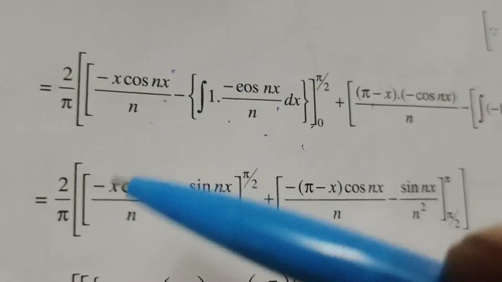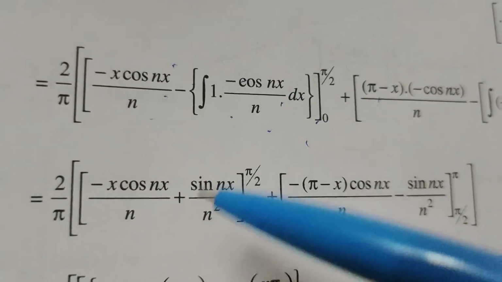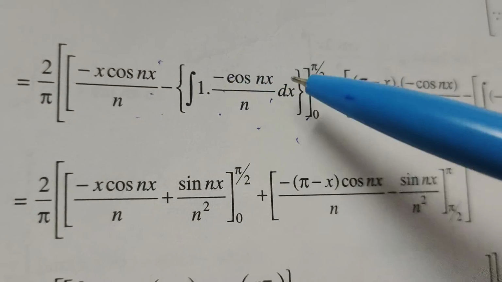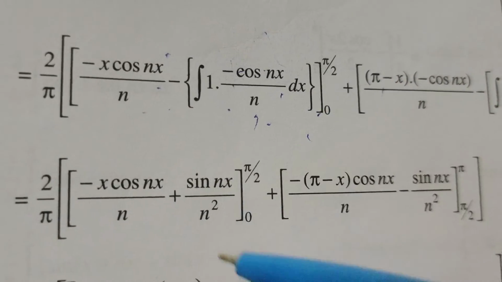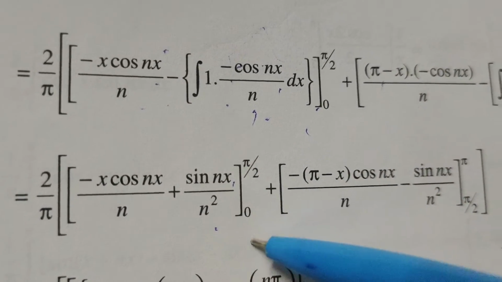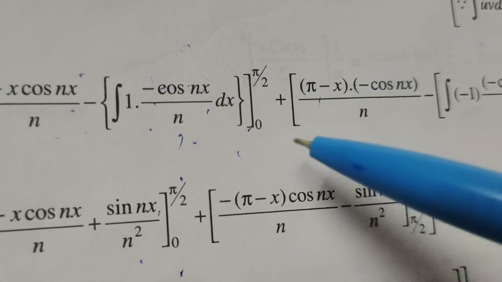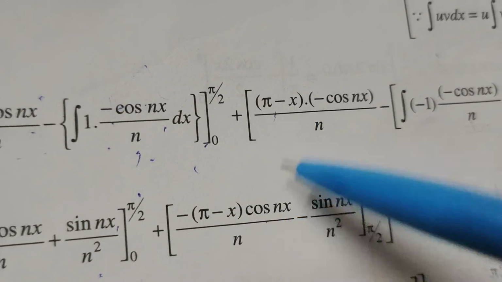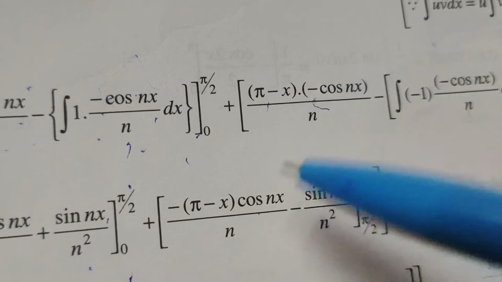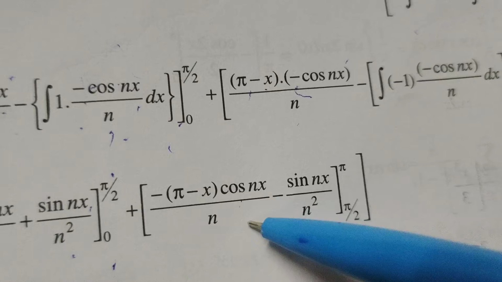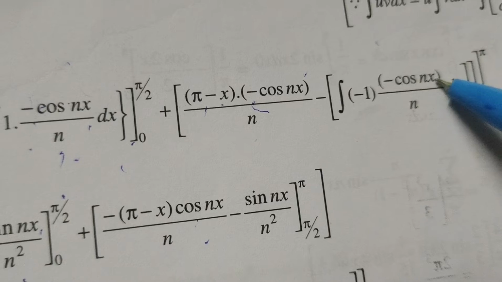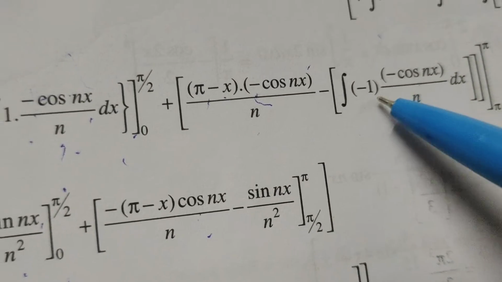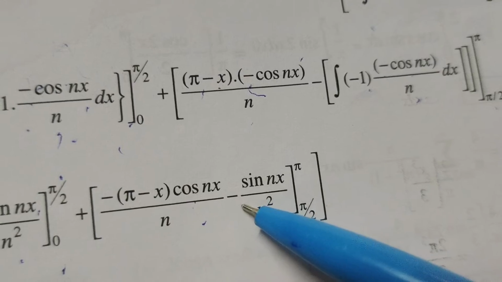Next of all, 2 by pi, minus (pi minus x) cos nx by n, minus into minus plus, again cos nx means sin nx by n. Already n is there, sin nx by n square, from 0 to pi by 2, plus minus of (pi minus x) cos nx by n, minus here, cos nx means sin nx by n square, minus into minus plus into minus minus, again sin nx by n square, from pi by 2 to pi.